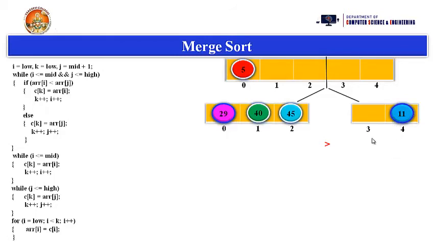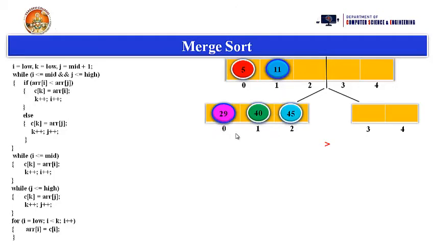Now compare 29 and 11. Again, 11 is less than 29. So place the 11 in the first index position. Then we don't have any elements in the second subarray. Now come to the first subarray. Already the elements in the first subarray are in sorted order. Now place them one by one into the main array.